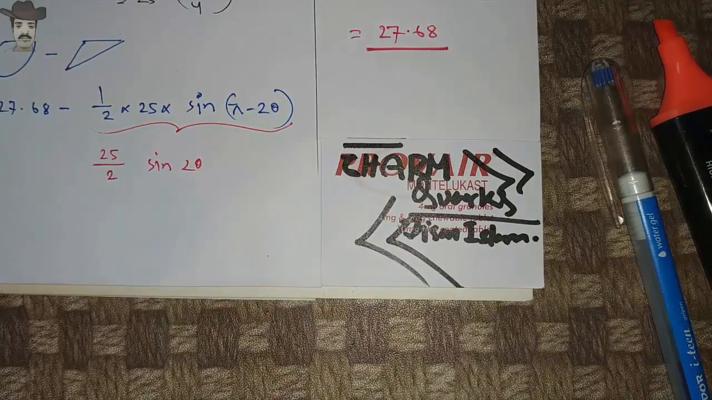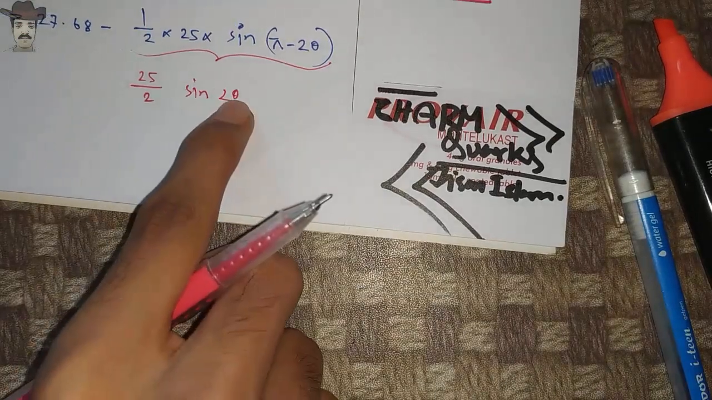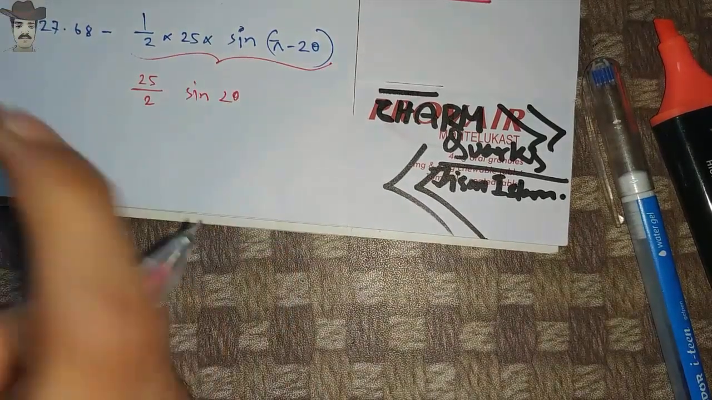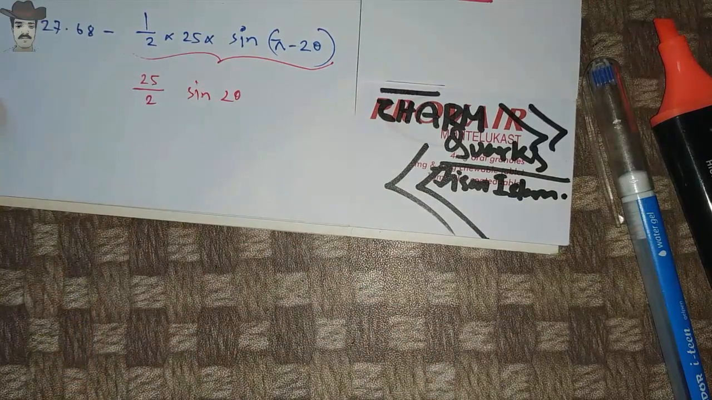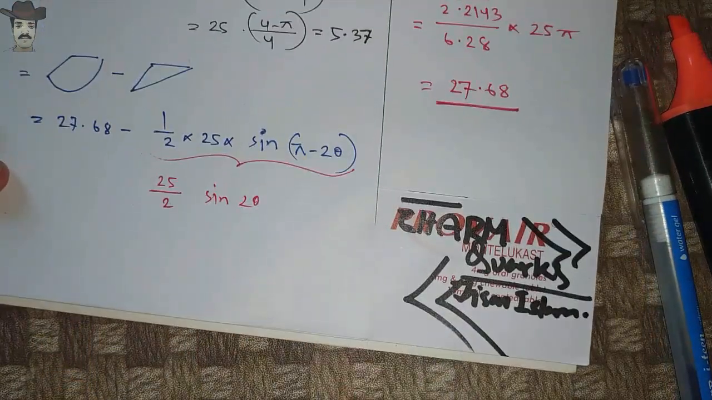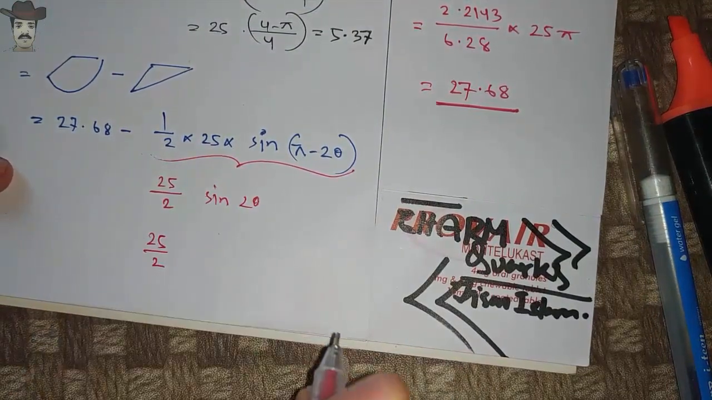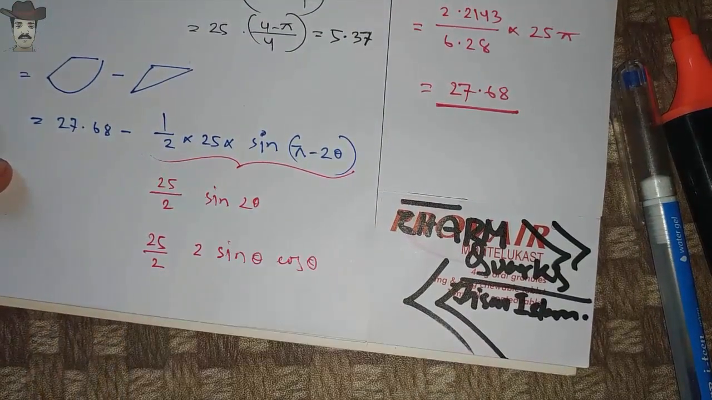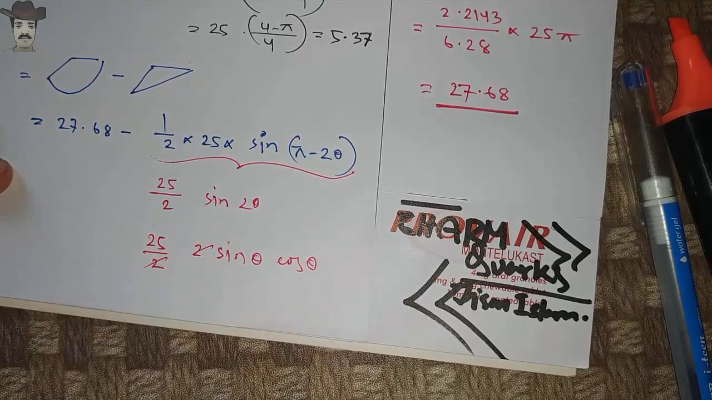So now what will be sine of 2 theta? As you already know what theta is, we could put that value here, but we don't have to use a calculator in this case, because sine of 2 theta is 2 sine theta cos theta. So 25 by 2 times 2 sine theta cos theta, this 2 cancels out, and now this is just simply 25 sine theta cos theta.